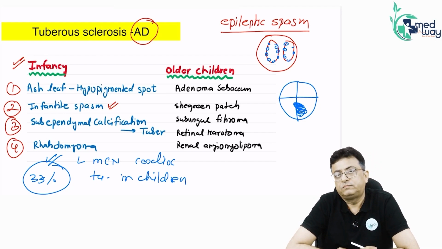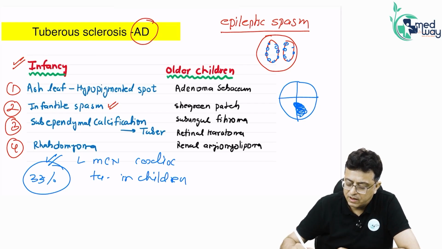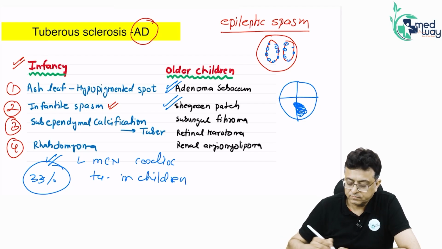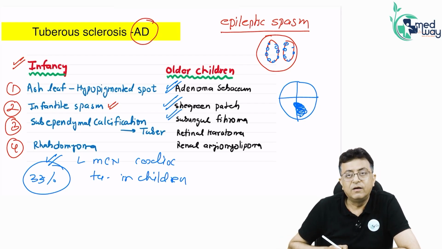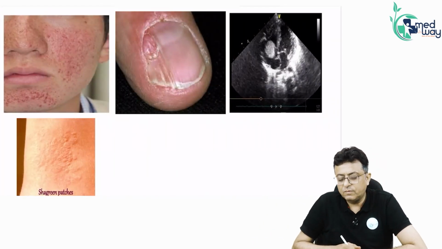As the child grows, classical cutaneous stigma appear. What are those classical cutaneous stigma? Adenoma sebaceum, shagreen patch, subungual fibroma, retinal hamartoma, renal angiomyolipoma. I will show you the pictures.